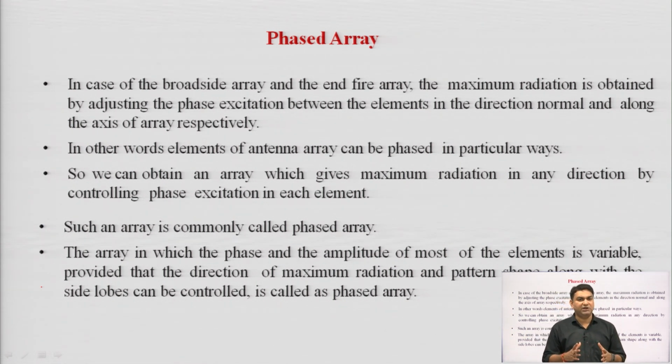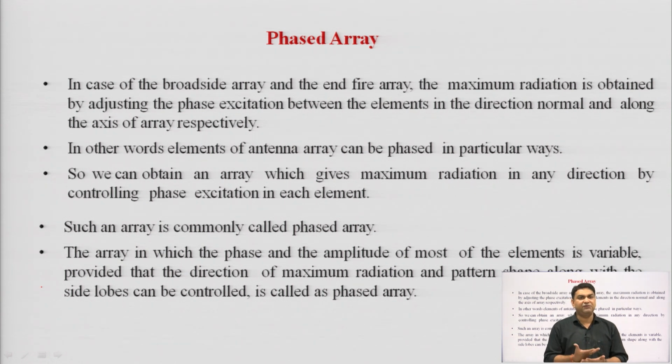These are the two important things: when we allocate a phase shift between adjacent elements of an antenna array system, and the spacing between the elements. According to this adjustment, we can find the radiation patterns accordingly. In other words, elements of an antenna array can be phased in a particular way to get the desired radiation pattern. So, we can obtain an array which gives maximum radiation in any direction by controlling the phase excitation in each element. This is the basic theme of phased array.